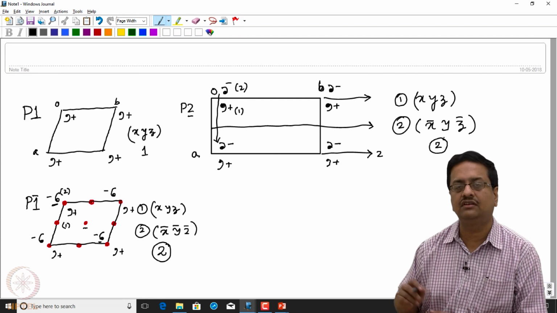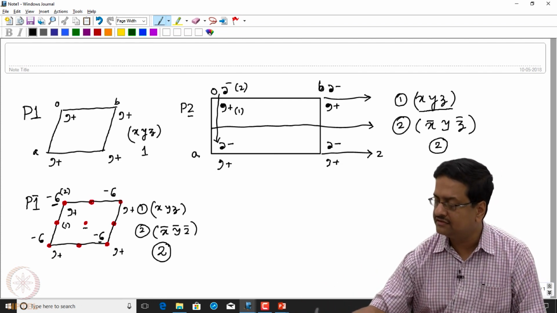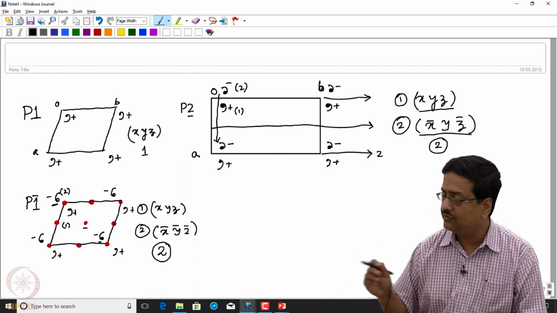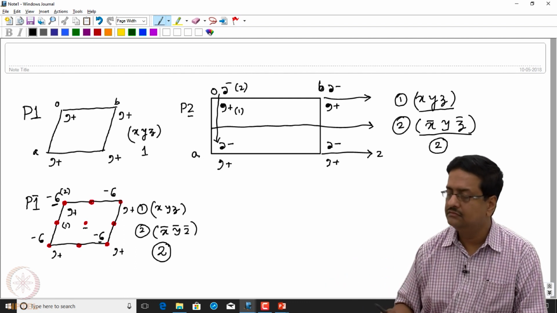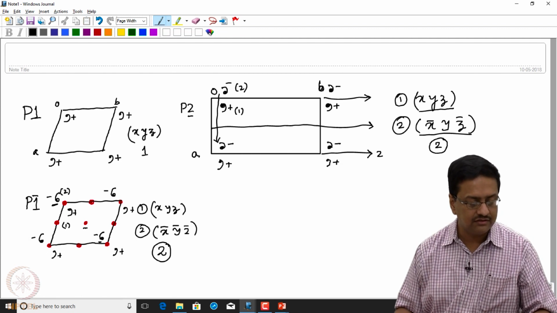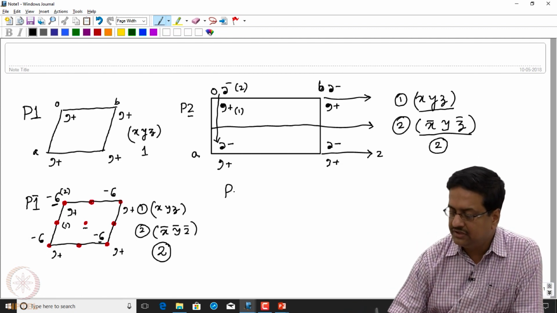How do we know it is non-centrosymmetric? Because we have two coordinates x, y, z and x bar, y, z bar, they are not related by inversion symmetry. The next point group that we would like to draw is PM.